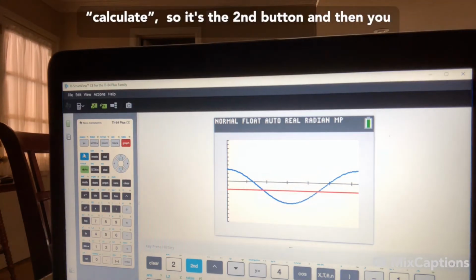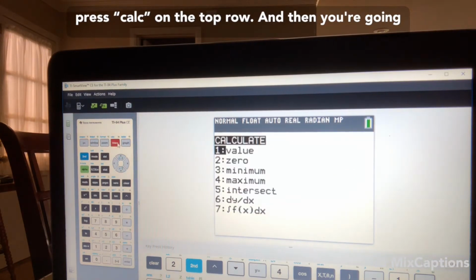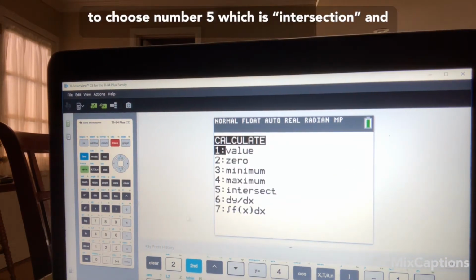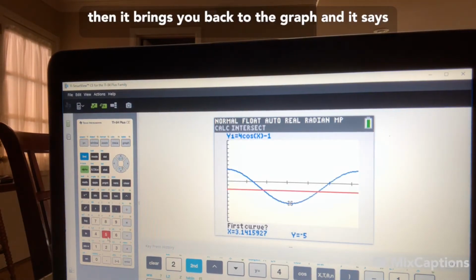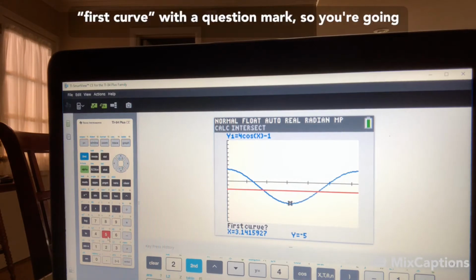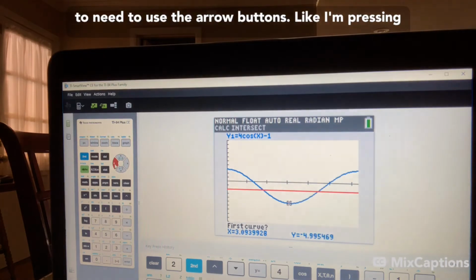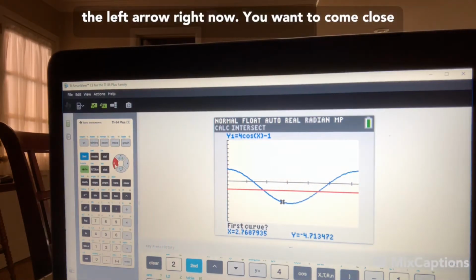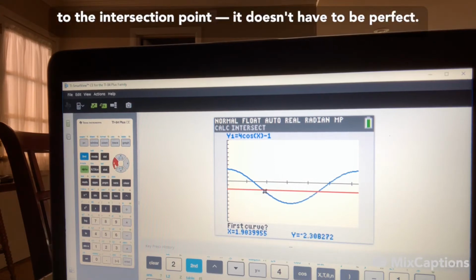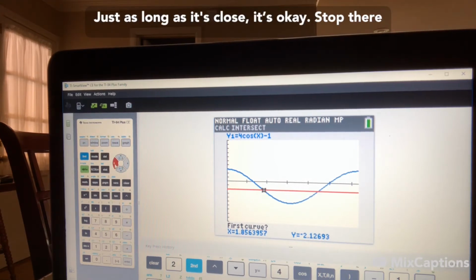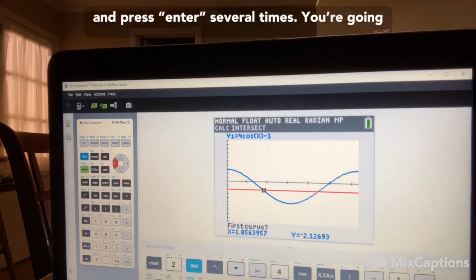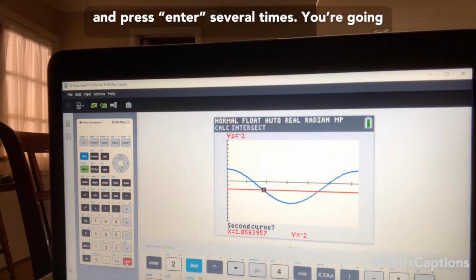You're going to go to calculate, so it's the second button, and then you press calc on the top row. And then you're going to choose number 5, which is intersection. And then it brings you back to the graph and it says first curve with a question mark. So you're going to need to use the arrow buttons, like I'm pressing the left arrow right now. You want to come close to the intersection point. It doesn't have to be perfect, just as long as it's close, it's okay. Stop there and press enter several times.